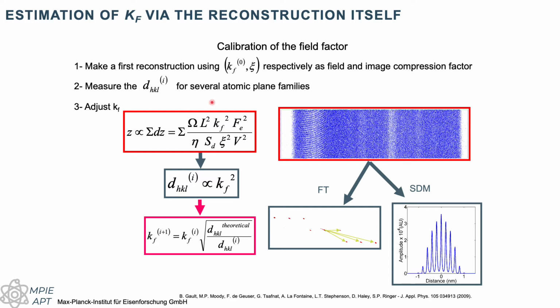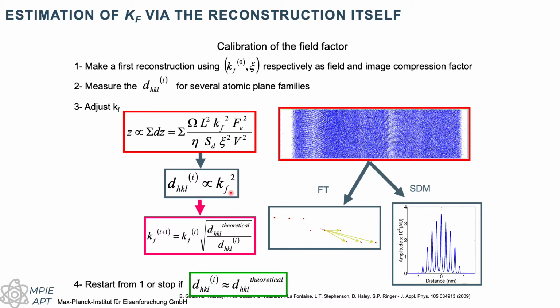The total Z is proportional to kf squared. So if your total Z is wrong, you just have to adjust kf to get the Z right. So this works really quite well, and you do this typically until you're happy with the interspacing. But normally within 1 or 2 iterations you should be fine.